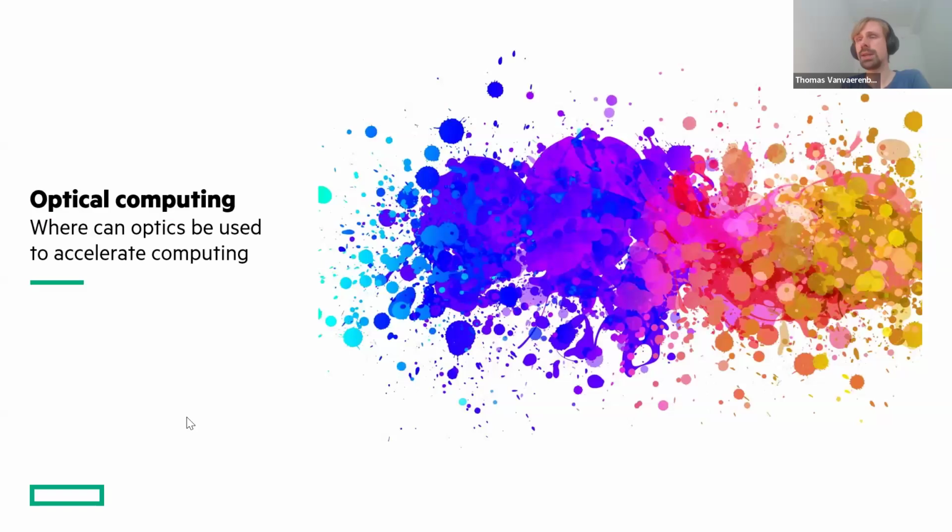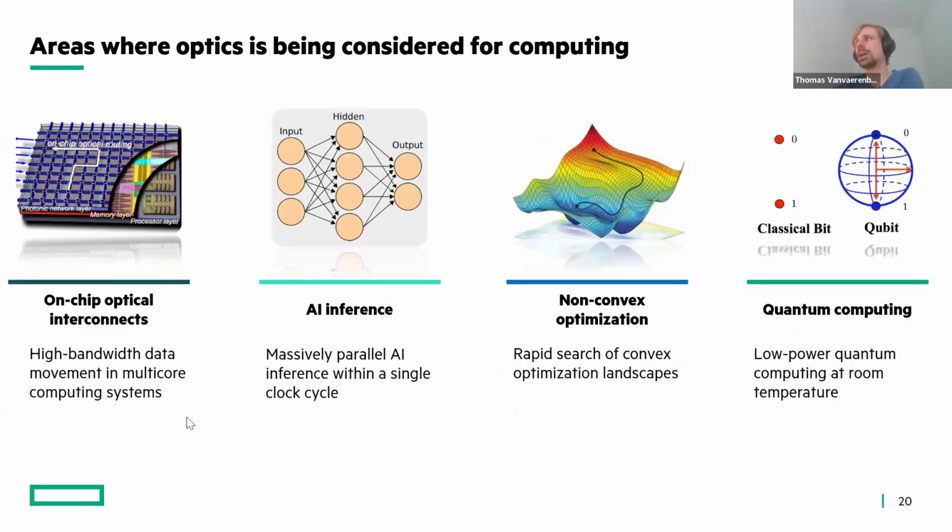Okay, so I made my case there. Then obviously we can wonder where should we use optics? The things that I'm going to talk about mainly in the following part of the presentation are optical interconnects, AI inference, I already talked a little bit about it, and also optimization. Quantum computing I will not talk about.